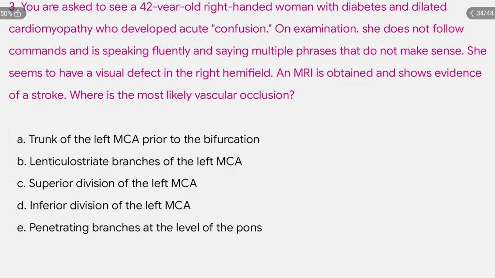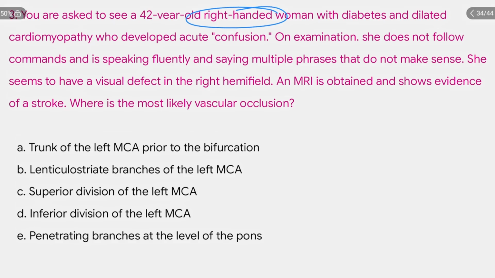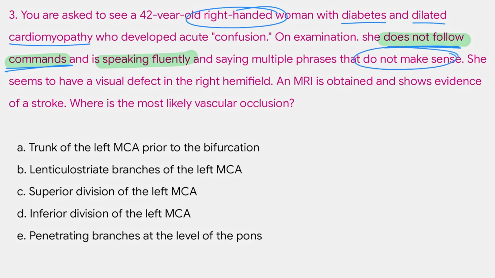Next, you are asked to see a 42-year-old right-handed woman. So the dominant lobe is the left side. With diabetes and dilated cardiomyopathy, without acute confusion, on examination, she does not follow commands. So that means there is no comprehension. She's speaking fluently and says multiple phrases that do not make sense. This is pretty classic of Wernicke's aphasia.